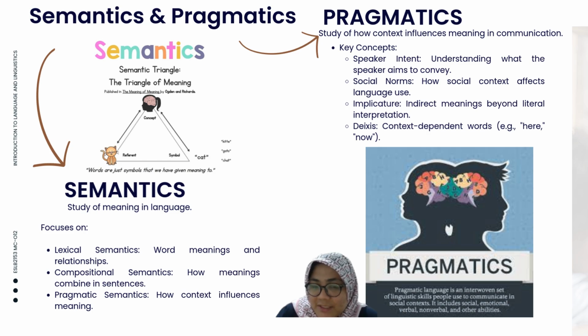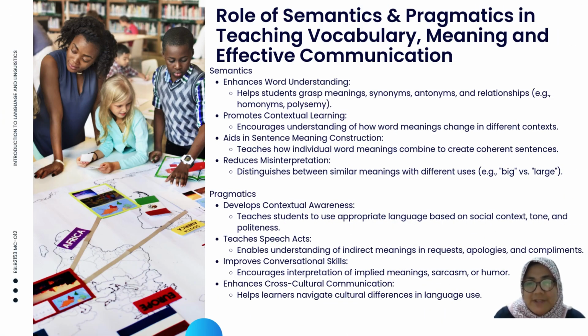In summary, both semantics and pragmatics are essential for effective communications as they help us navigate the complexities of meaning in language. Now let's explore the significant roles that semantics and pragmatics play in teaching vocabulary, meaning, and effective communications. Starting with semantics, it enhances word understanding in several ways. Enhance word understanding, where semantics help students grasp the meanings of words, including synonyms, antonyms, and relationships such as homonyms and polysemy. This foundational knowledge is crucial for building a robust vocabulary.